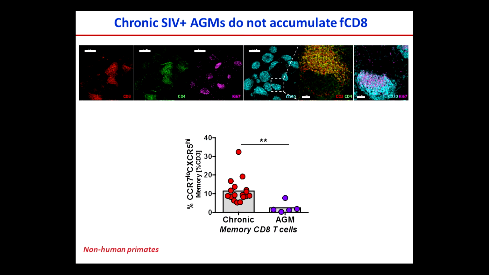So in African green monkeys, we don't see this accumulation of follicular CD8 T cells in SIV-infected African green monkeys. In SIV-infected Rhesus monkeys, we do. So with inflammation, accumulation; with no inflammation, we don't see the accumulation.